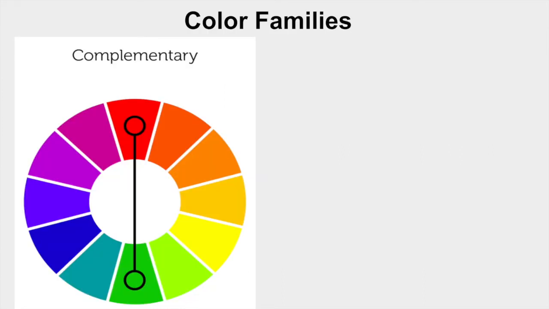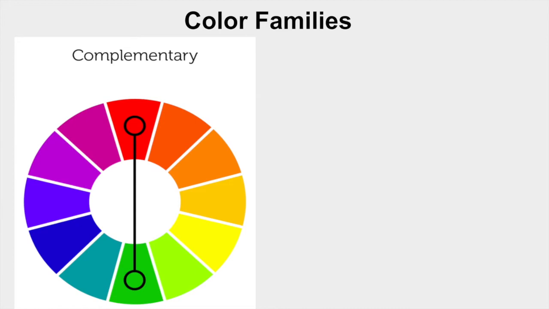All right, so some color families. This is super important because when you are creating your color schemes today, you're going to want to think about what colors go well with each other. And that's another reason why we want to know the color wheel pretty well, so that we know what colors actually work well with each other. So the first color family is complementary colors. Those are the colors that are across from each other on the color wheel.